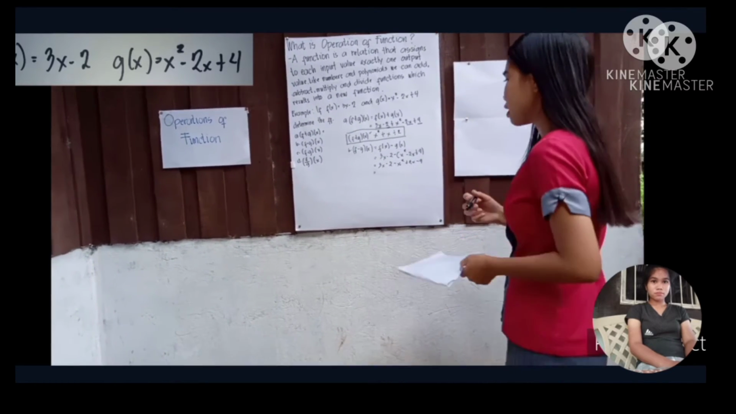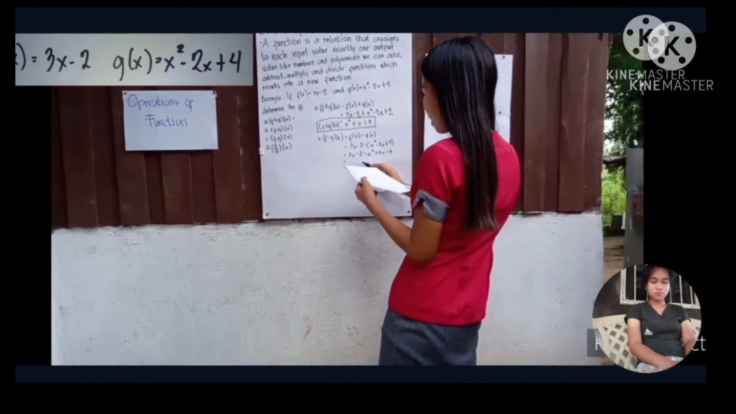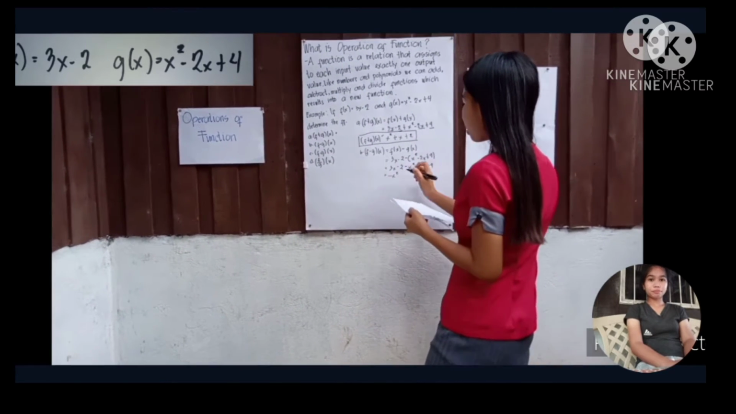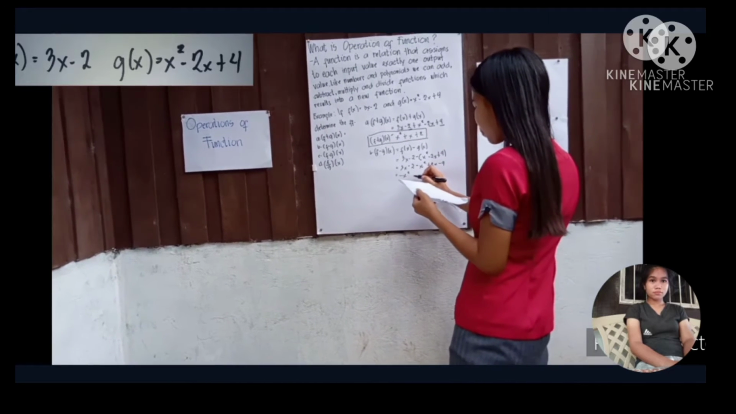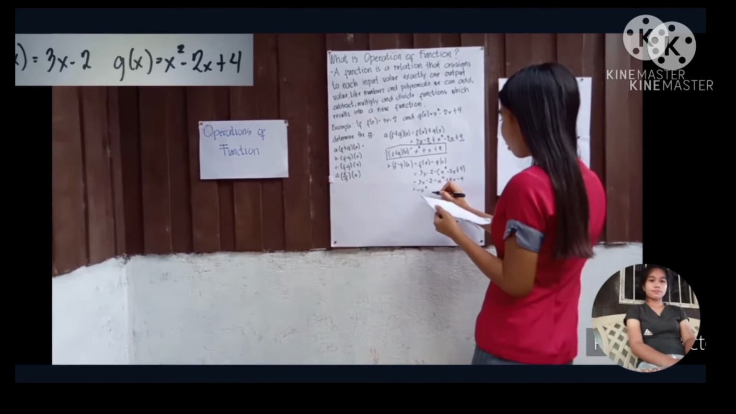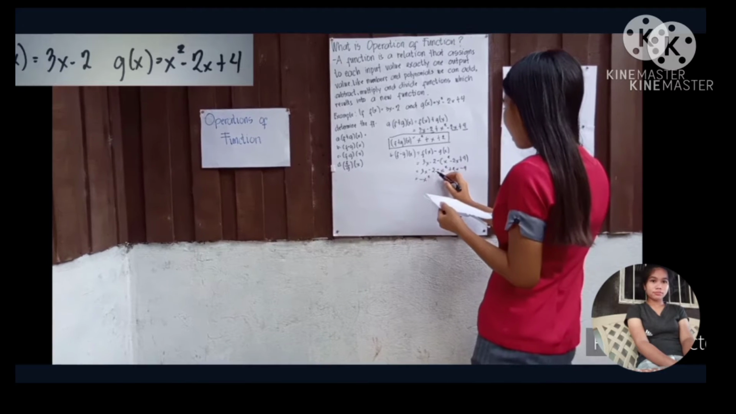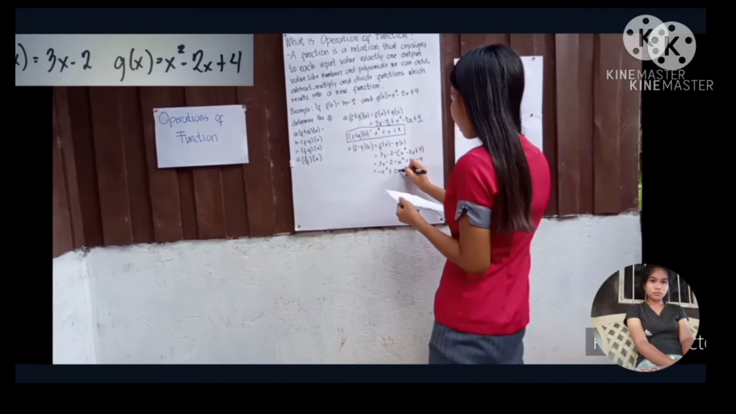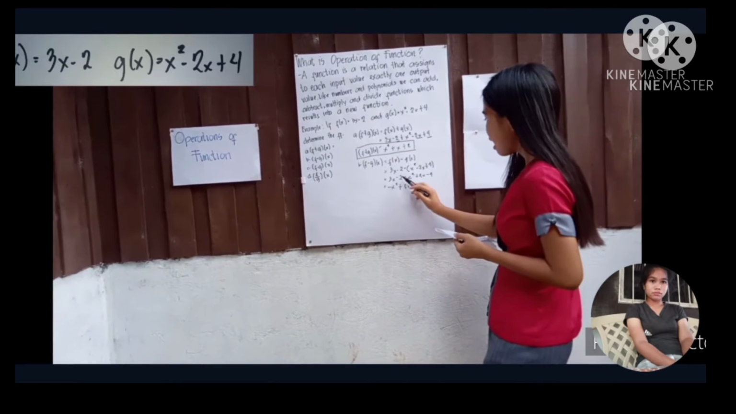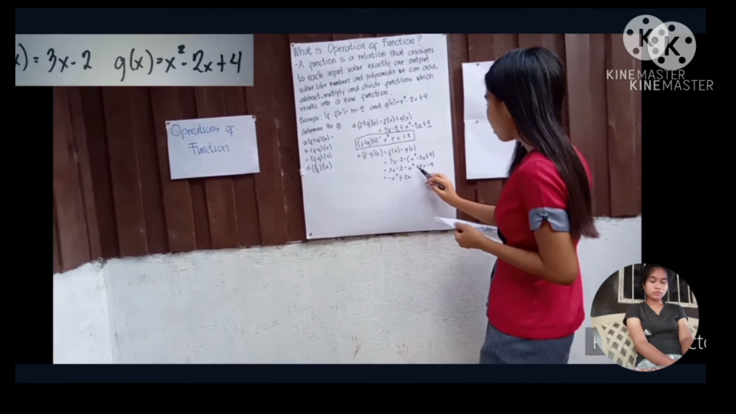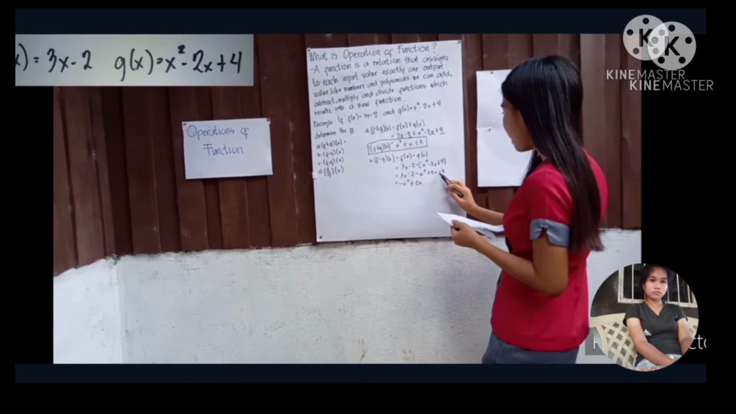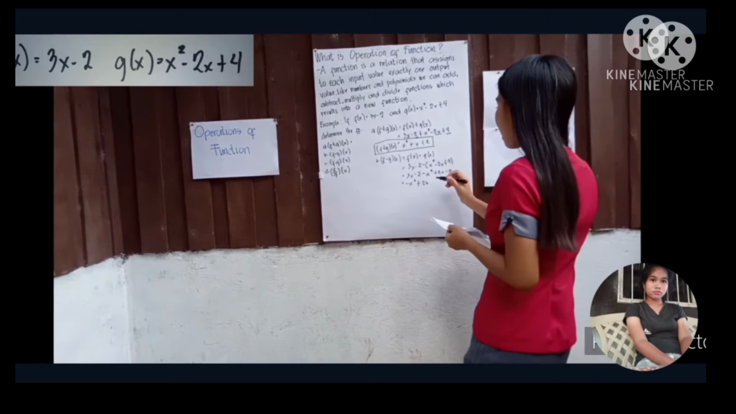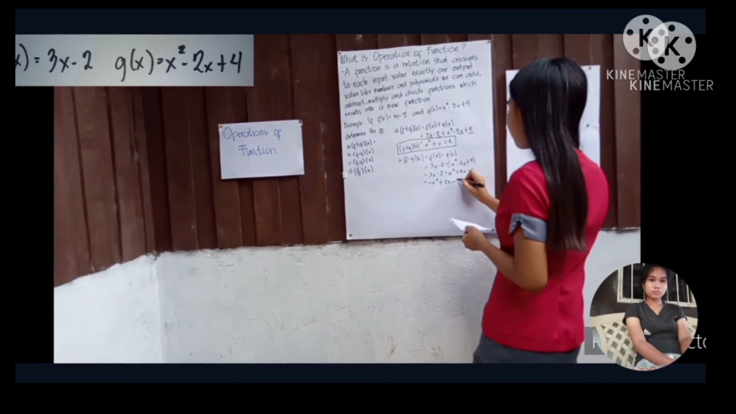So, the next step is to combine like terms. We have here negative x squared, it goes straight down since it has no like term. Then, 3x plus 2x is equal to positive 5x. Then, negative 2 plus negative 4, they have the same sign, so the answer is negative 6.